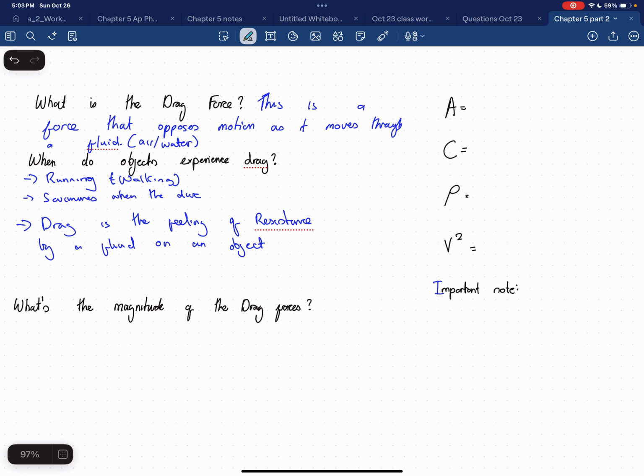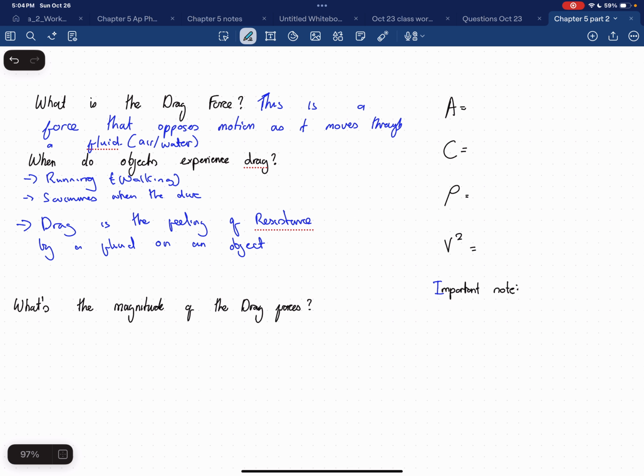All right? That feeling of resistance. When you're driving on the highway and you have your hand out the window, you feel that air just trying to push your hand back. That's drag. All right? So that feeling of drag. Now, what's the magnitude of drag?